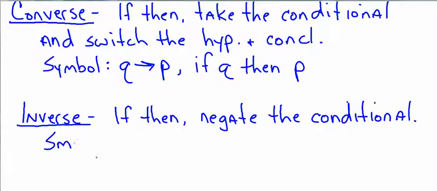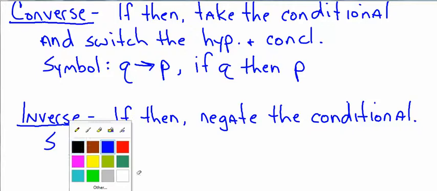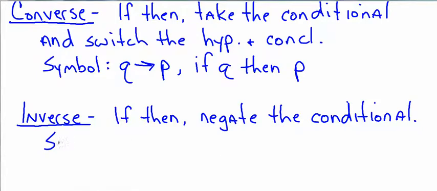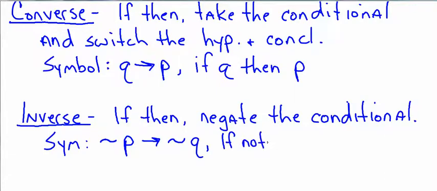Symbol. Not P arrow not Q, which is said or read if not P, then not Q. P being the hypothesis and Q being the conclusion.